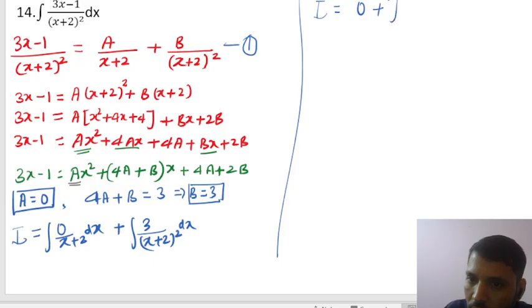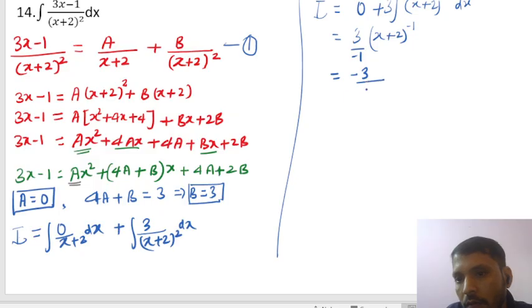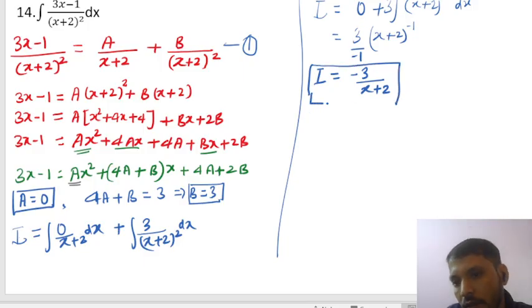3 is a constant. We can take 3 constant inside and write it as integral of (x plus 2) to the power minus 2 dx. Then we apply the formula of integration, so it will become 3, and here it is (x plus 2) power minus 1, divided by minus 1. Finally we can say I is equal to minus 3 divided by x plus 2. This is the final answer.